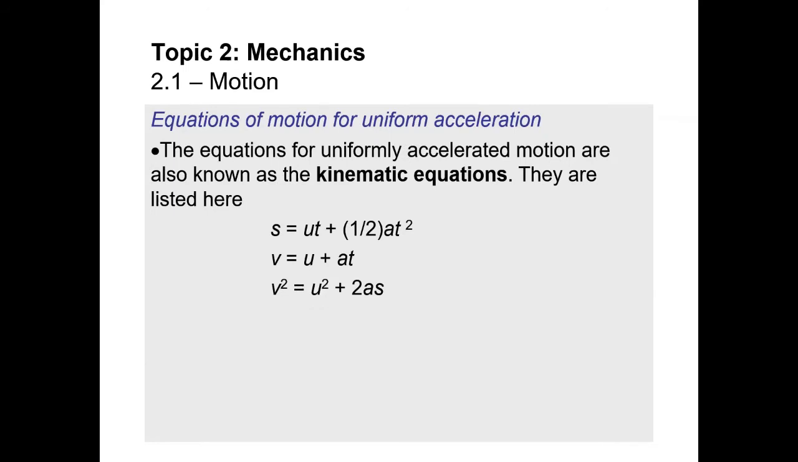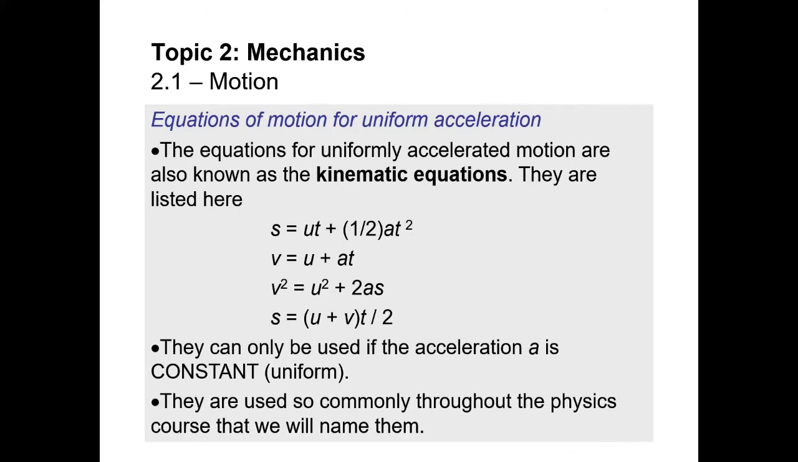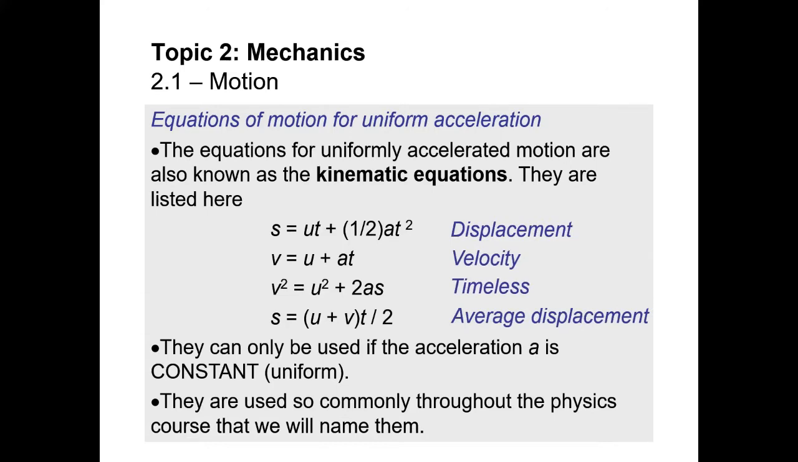The equations for uniform acceleration motion are also known as kinematic equations. They are listed here, and they are in your data booklets. They can only be used if the acceleration a is constant. They are used so commonly throughout the physics course that we will name them: displacement, velocity, timeless, and average displacement.